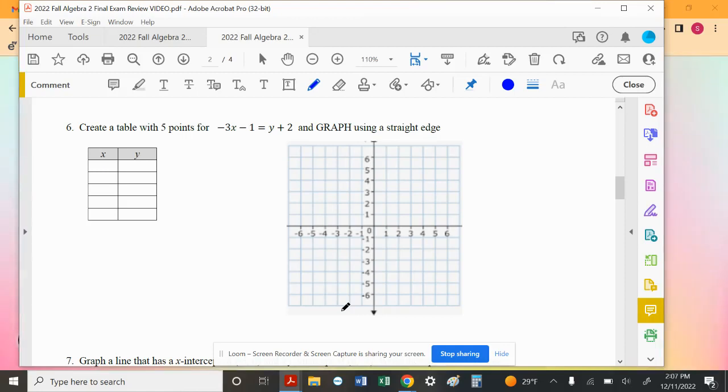Now let's go to the next set of problems, and let's start off first with problem number 6. So we're going to create a table with 5 points for negative 3x minus 1 equals y plus 2. Now, I had mentioned that this was a line, and I know it's linear because x is to the first power and y is to the first power. So in both cases, we have x and y to the first power.